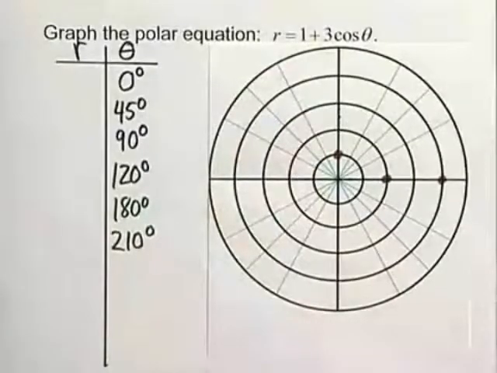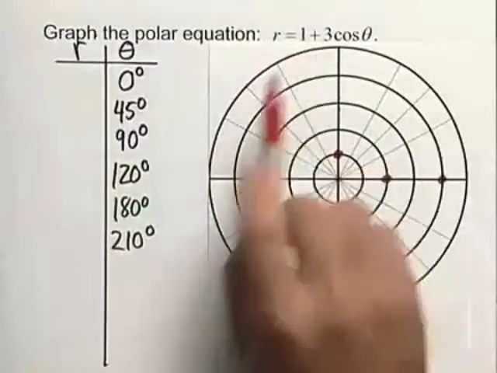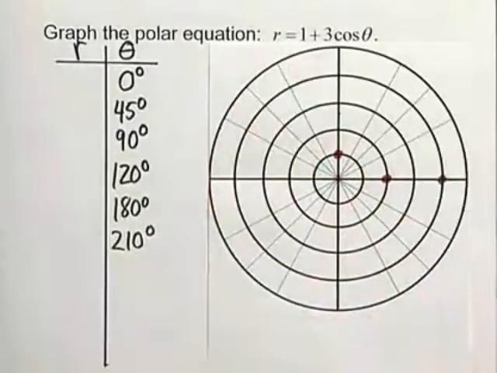Let's graph another polar equation. Here we're given r is equal to 1 plus 3 times the cosine of theta. I've drawn a t-chart over here, again working in degrees.